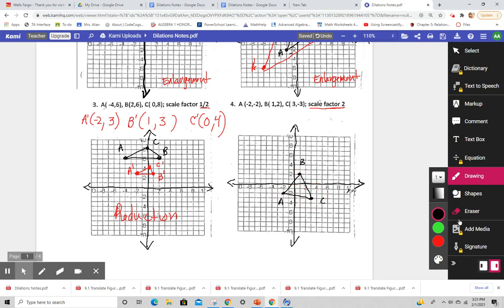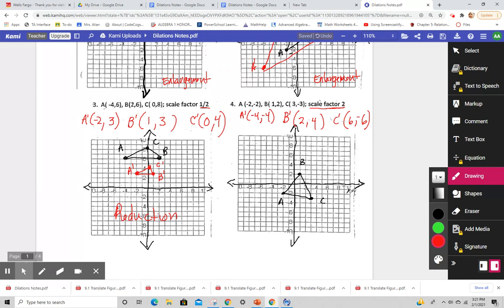And we want to enlarge this by a scale factor of 2. So A prime: -2 times 2 is -4, -2 times 2 is -4. B prime: 1 times 2 is 2, 2 times 2 is 4. C prime: 3 times 2 is 6, and -3 times 2 is -6.